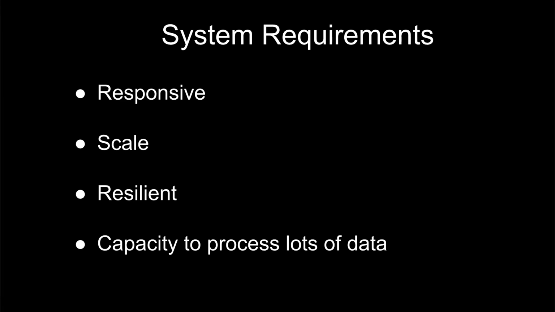Well, obviously you need something that's responsive. If we don't hit that 100 millisecond SLA, we don't enter the auction, our ads don't get served. We need to be able to scale, but also scale elastically, because those 20 billion plus requests don't come in uniformly throughout the day. There are peaks and there are troughs. We need to be resilient. Again, if we don't serve our ads, we don't get paid.